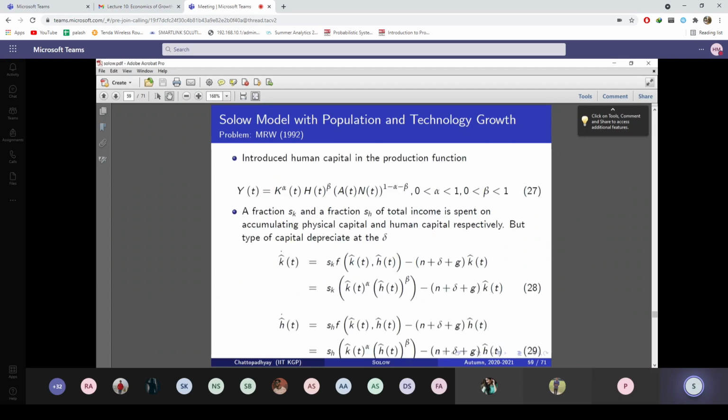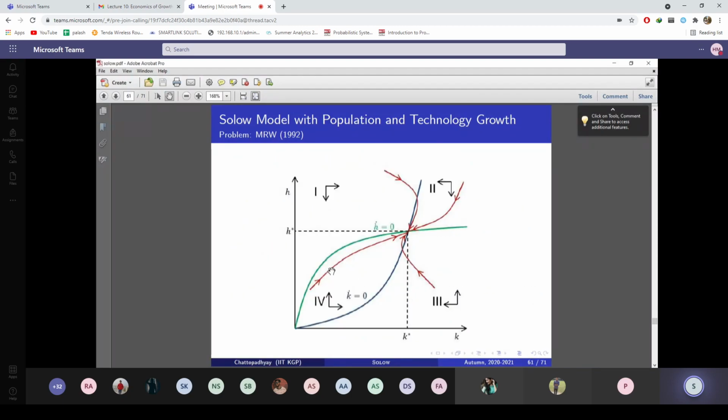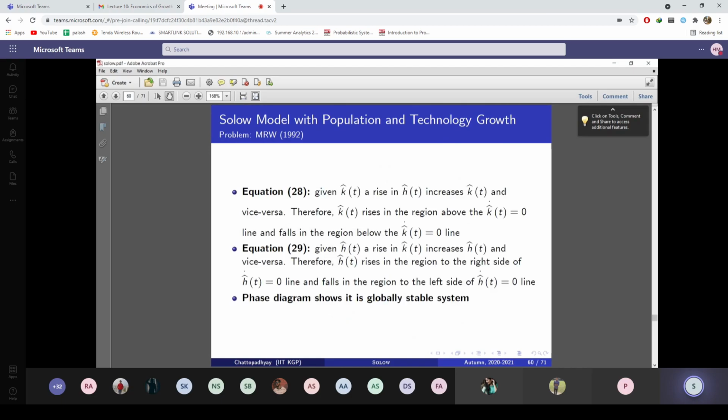But the estimation part, again, I'm saying is not in the syllabus, but this model is in the syllabus. Even this phase diagram is not in the syllabus. I think it's not possible for you to understand what is happening over here. It's basically showing that if you introduce human capital in the Solow model, it is a globally stable model. We have proven that it is a globally stable model without human capital. This diagram proves that it is a globally stable model even with human capital. Okay, it's not in the syllabus.